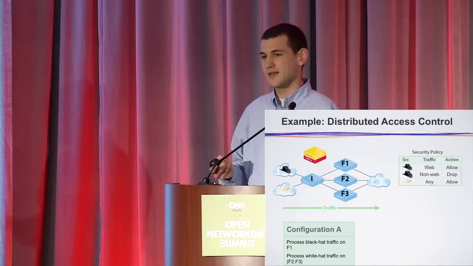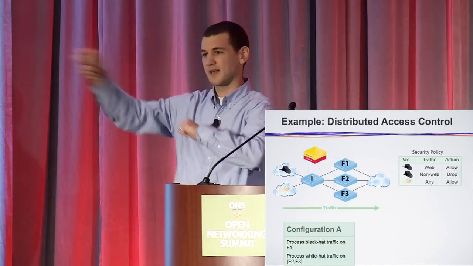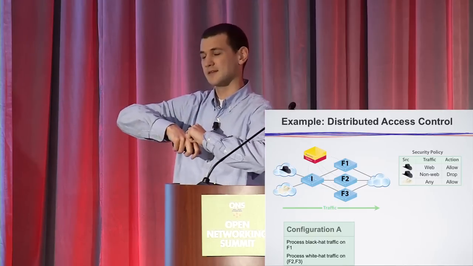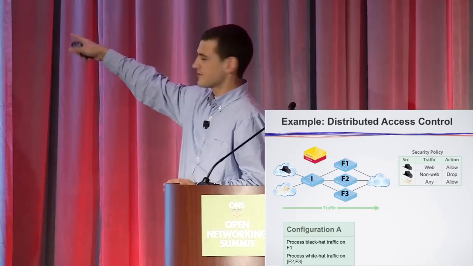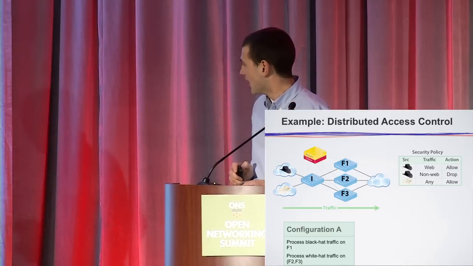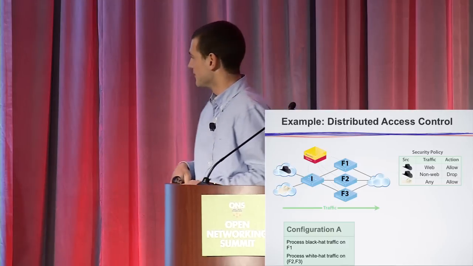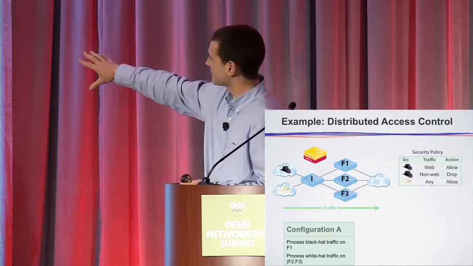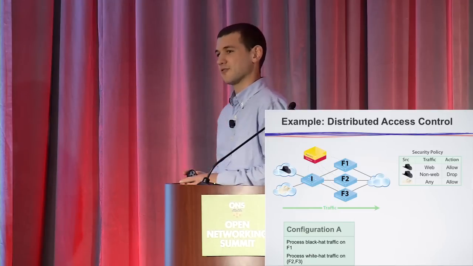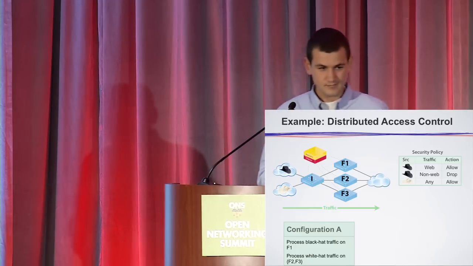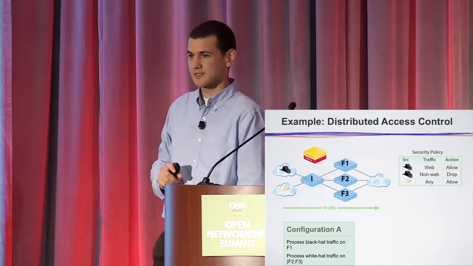The idea in configuration A is we're going to use the ingress switch to split the traffic, depending on whether it's black hat or white hat traffic, and send it to the filtering switches. In configuration A, all the black hat traffic will go to filtering switch 1, which will perform the requisite pattern matching and filtering on those black hat packets. Filtering switches 2 and 3 will be sent all the white hat traffic, and they'll just pass those packets through unmodified. This configuration correctly implements our security policy.